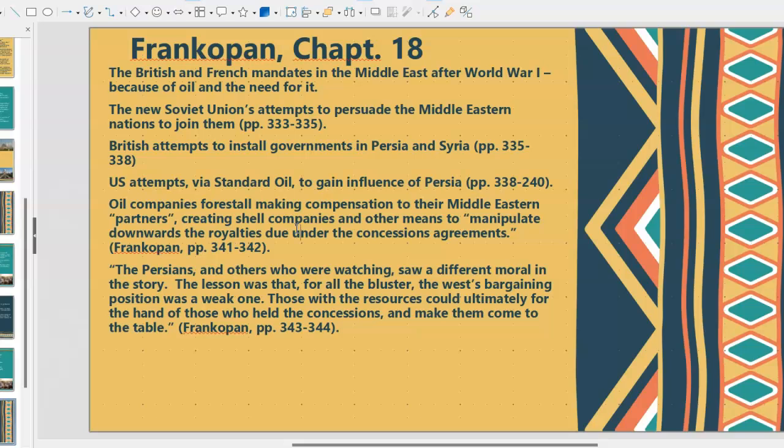And in fact, Frankopan has this wonderful quote on page 343, 344. The Persians and others who were watching saw a different moral in the story. The lesson was that, for all the bluster, the West's bargaining position was a weak one. Those with resources could ultimately fold the hand of those who held the concessions, and make them come to the table. And that's what happens then. Unfortunately, it is not what's going to happen in the long run. And that's a lot of it because they got the deals, but then also didn't get the money for them.